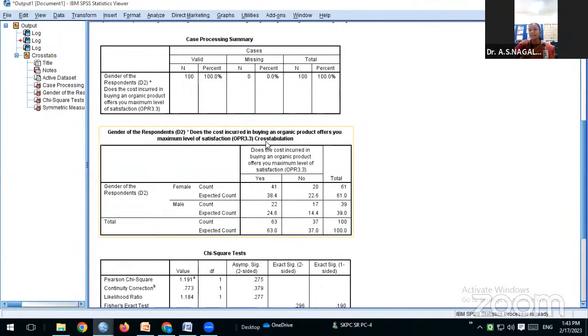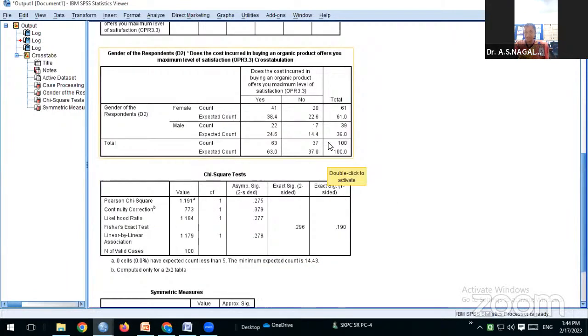So they said that, for the cost which they incurred, the satisfaction is not that much. Here is the expected frequency, which has been calculated by the SPSS software. Normally we do row total into column total divided by the grand total. We would be doing that manually, but here it has been worked out by the software.